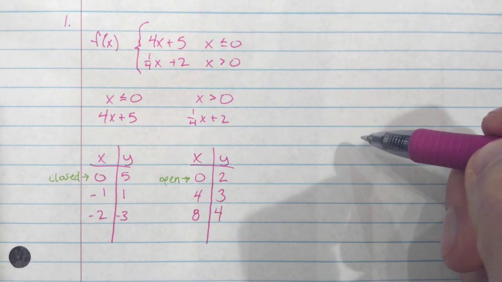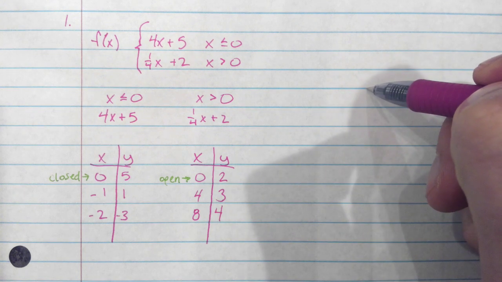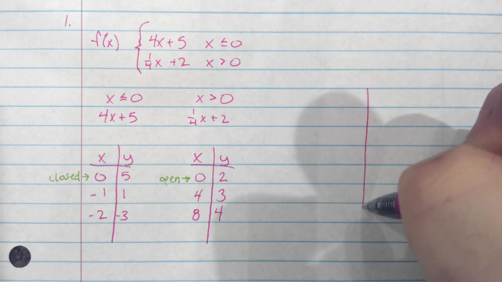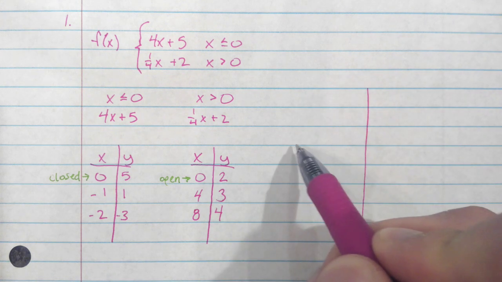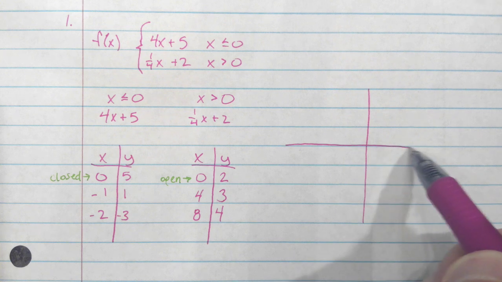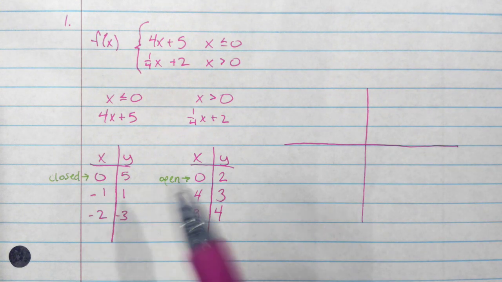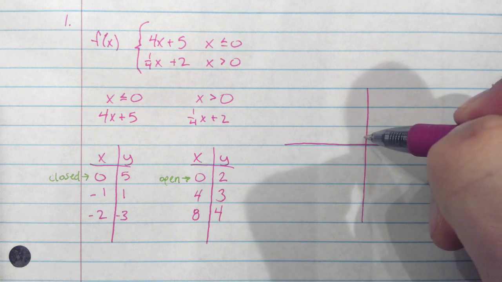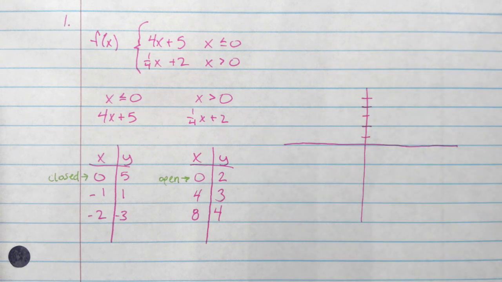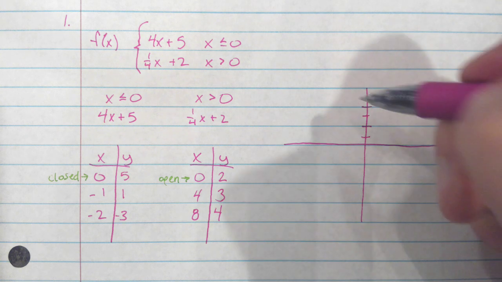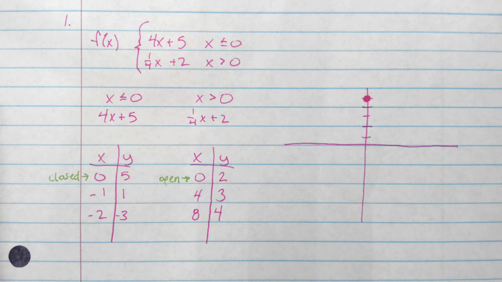And I didn't bring any graph paper home with me, so I'll do this on lined paper. I'll show you how to do it on lined paper if you don't know. Just draw yourself a couple of axes. And then I'll look at my point. My first point is 0, 5. So I'm going to do 1, 2, 3, 4, 5. And it's a nice big closed circle.